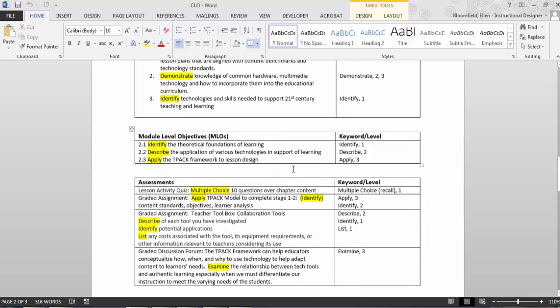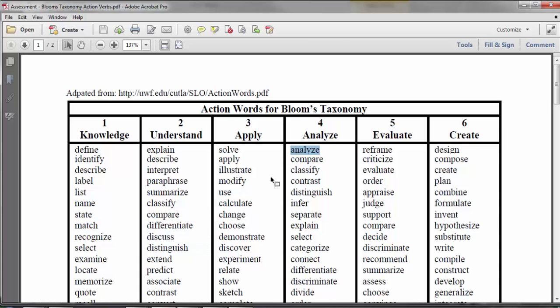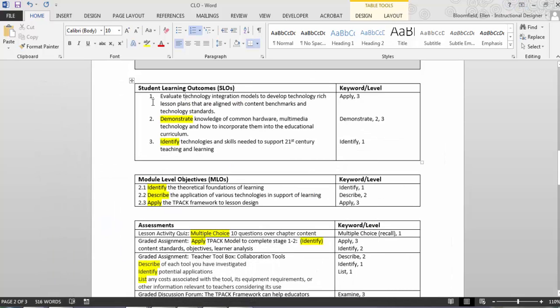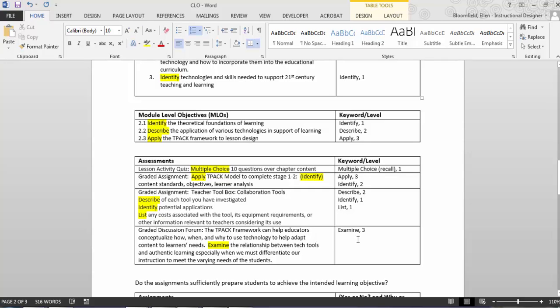Now, let's say that an SLO had a different keyword. For example, for student learning outcome 1, let's say that this word, apply, was actually evaluate. Now, if you go to your Bloom's taxonomy chart and you look at evaluate, evaluate is a level 5 verb. If you've noticed, down here in your assessments, we are not assessing at a level 5 verb. So therefore, your course would not be aligned.